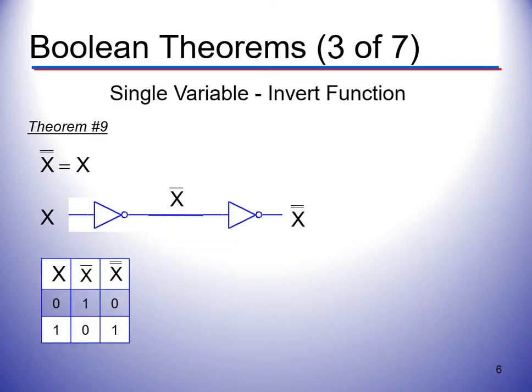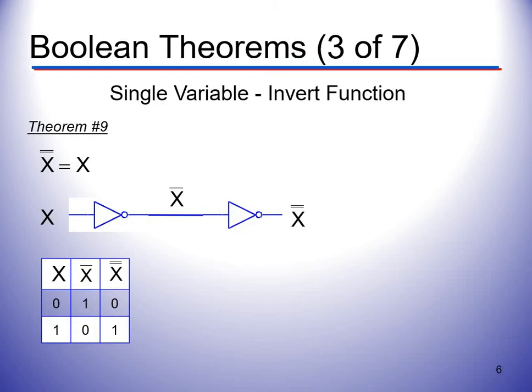Okay, so theorem number 9. If we have a double x bar, so x bar bar, it equates to being just x again. That means if we double invert x, it goes back to being x.